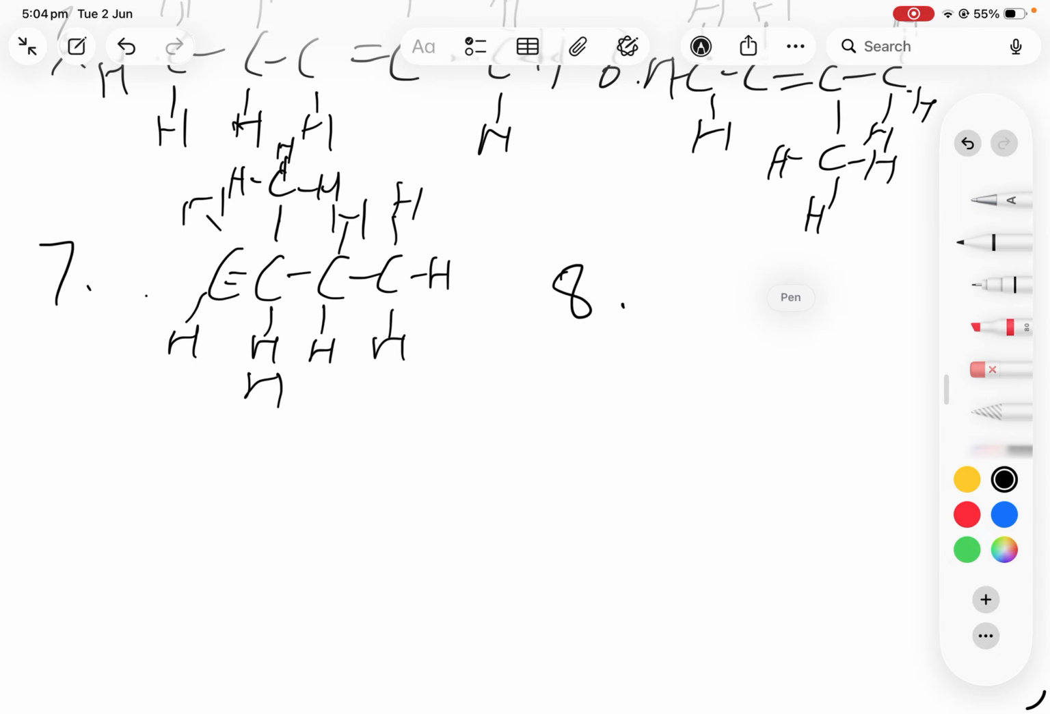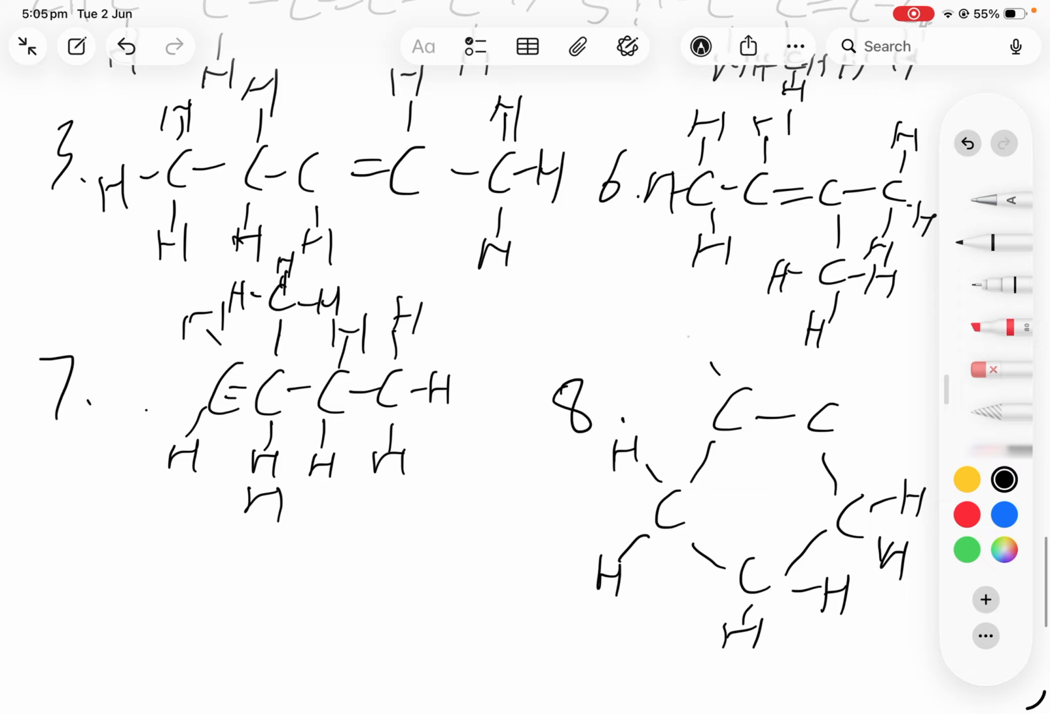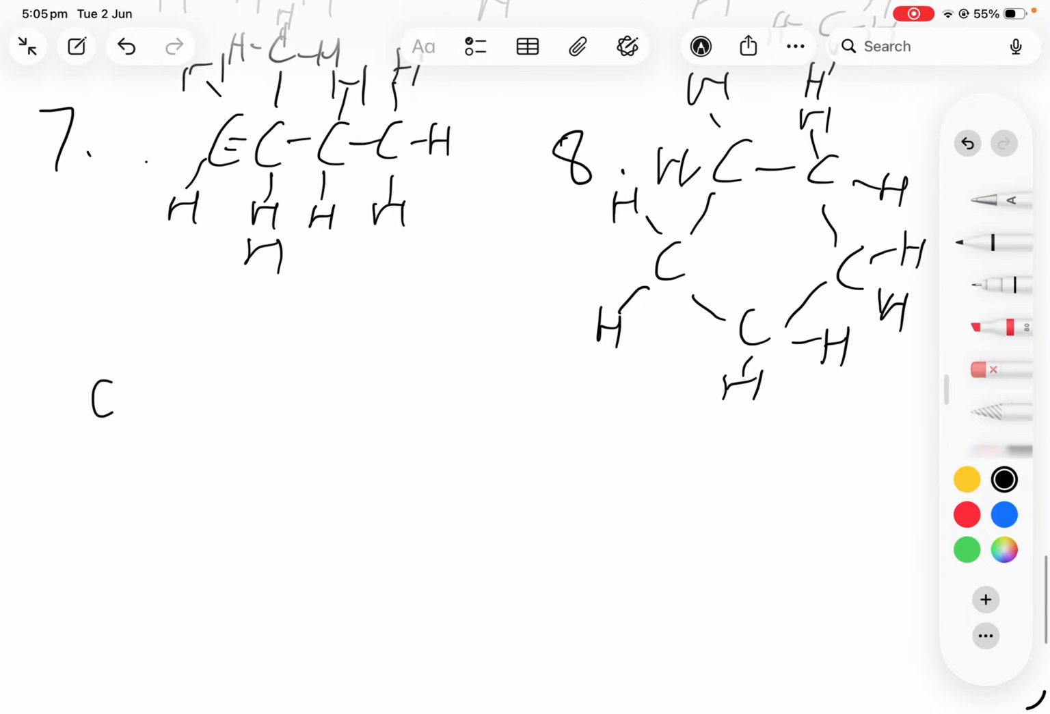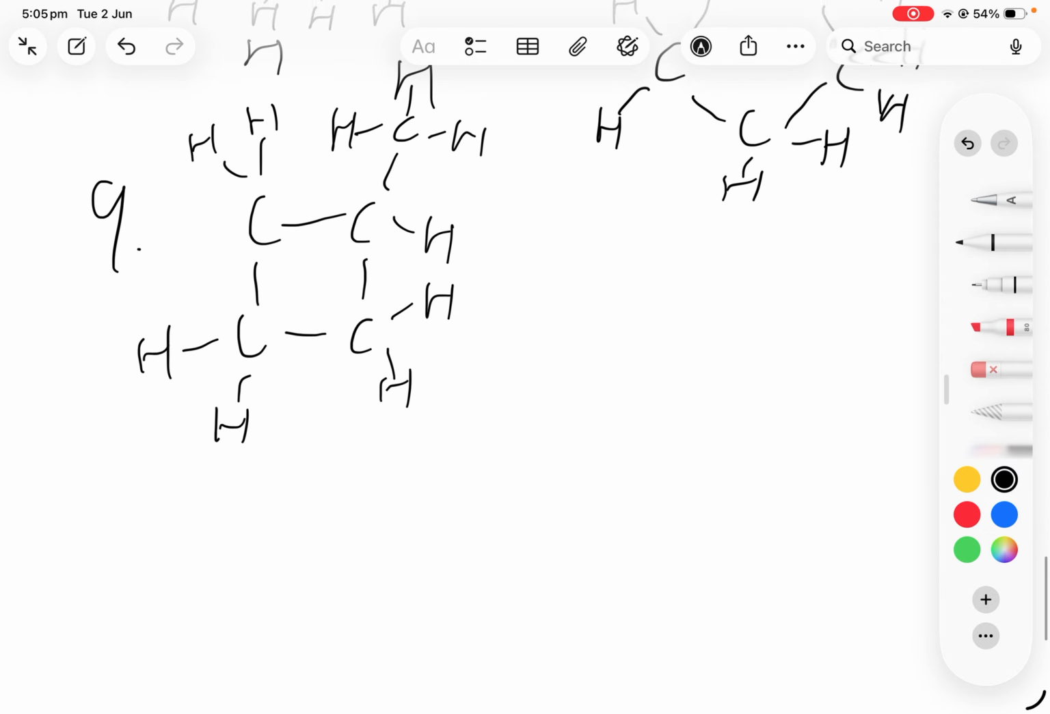Now we can start drawing the cyclos. So yeah, that should be the same as an alkene because the cyclos are missing 2 hydrogens as well. And 9. C. All right, and 10.